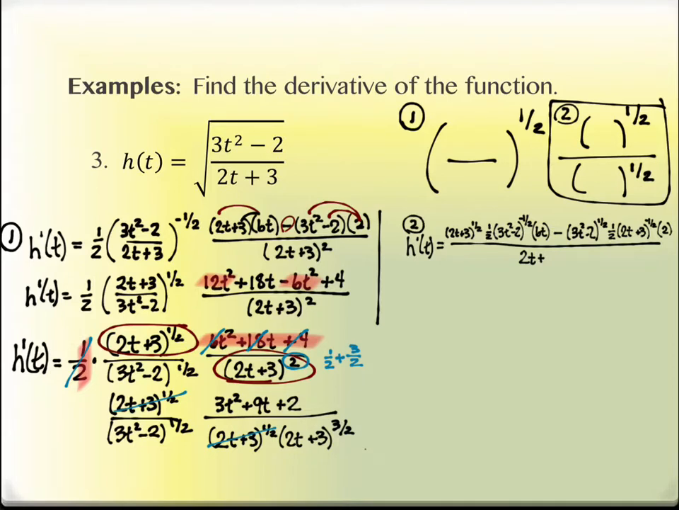So I have as my numerator now 3t squared plus 9t plus 2 over 3t squared minus 2 to the 1/2 times 2t plus 3 to the 3 halves. So this is going to be one of the most simplified versions that you could use.